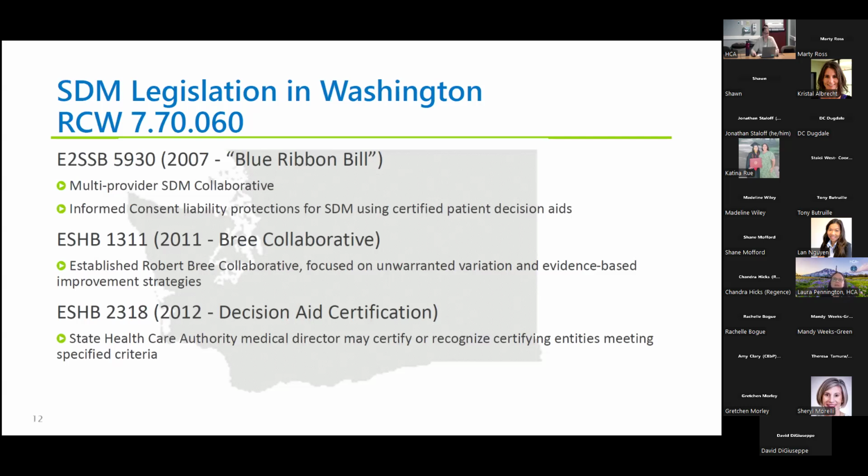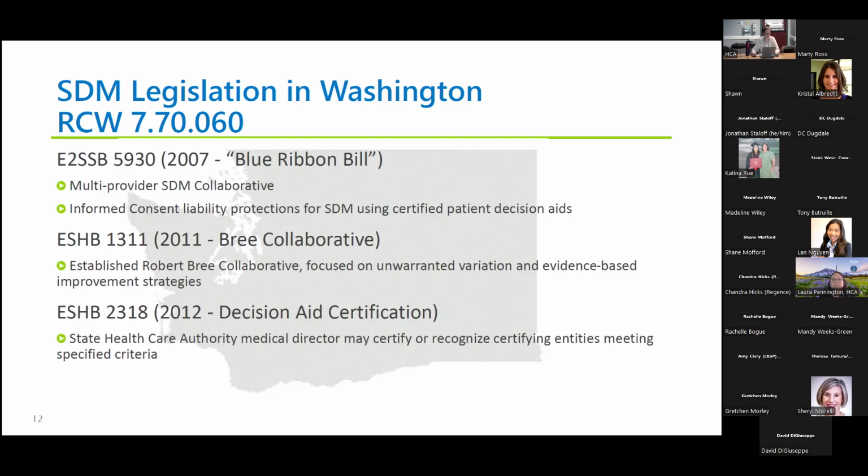And then again, in 2011, I'm sure you're all familiar with the BRIE Collaborative. It was established to promote quality and cost effectiveness through the use of evidence-based guidelines. And then lastly, in 2012, the state legislature gave HCA's medical director the authority to certify patient decision aids using criteria developed by the International Patient Decision Aids Standards Collaborative. That's a mouthful, otherwise known as IPDAS.